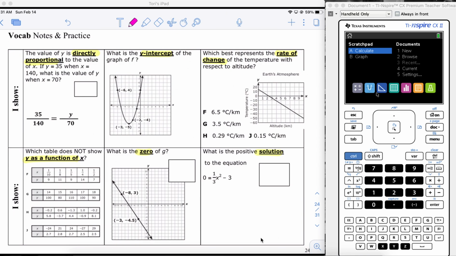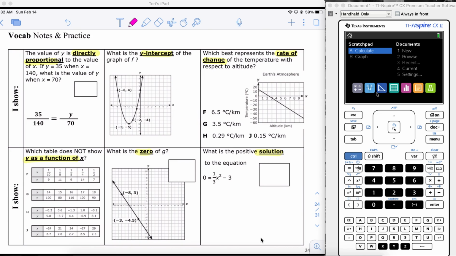Hey guys, the next video we're going to do for STAAR Review is all about vocabulary. Some of these will be in the calculator, some of them won't, but these are the 6 most common vocabulary words that if you don't know what they mean, you can't solve the problem. Okay? All right, first one we're going to do is the words directly proportional.